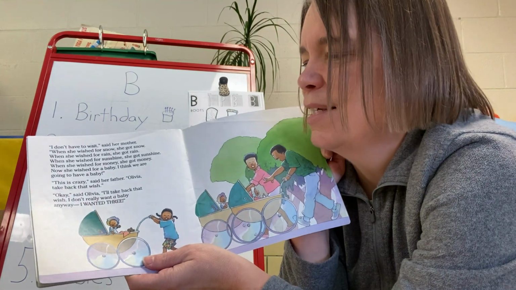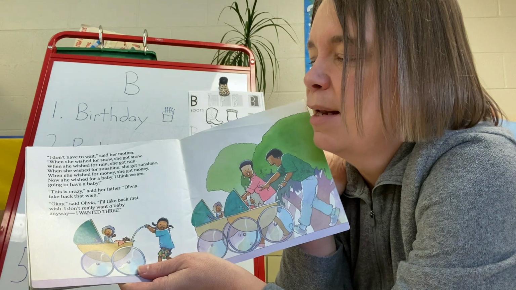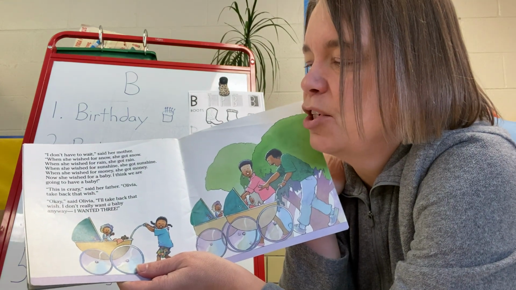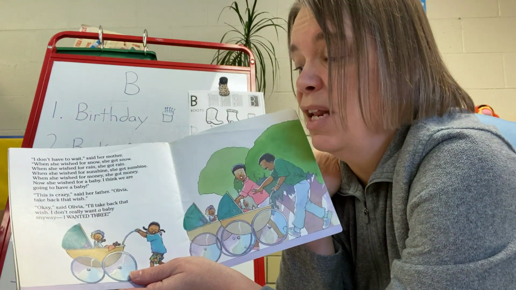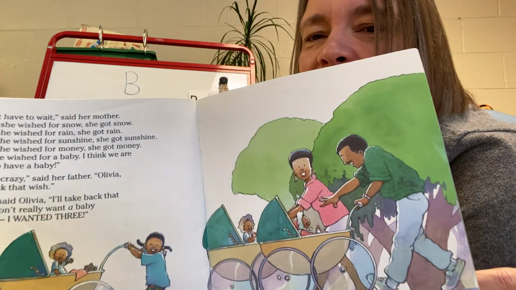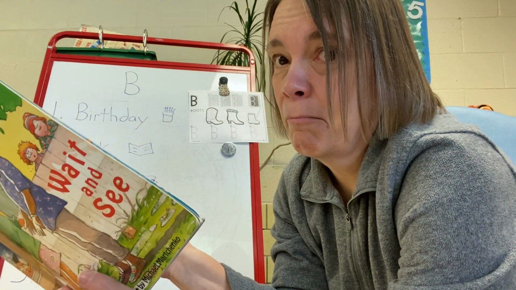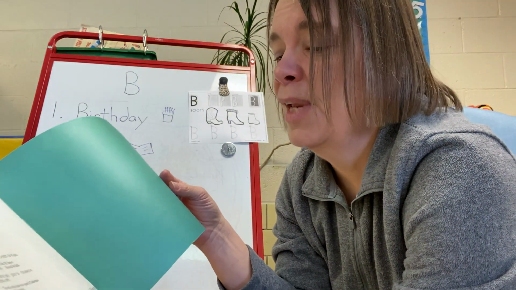"That is crazy," said her father. "Olivia, take back that wish." "Okay," said Olivia. "I take back that wish. I don't really want a baby anyway. I wanted 3. Oh no, look at that." 3 babies. And that is the end.